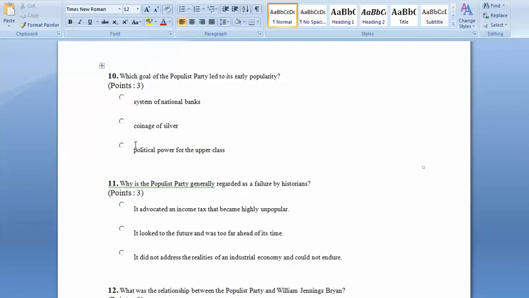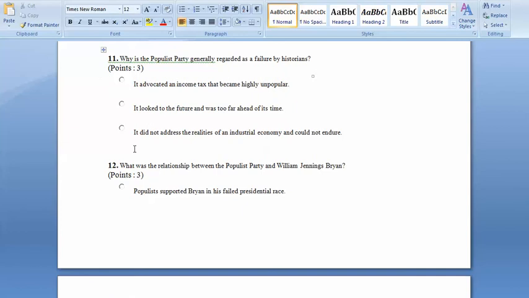10. Which goal of the Populist Party led to its early popularity? System of national banks, coinage of silver, or political power for the upper class? Number 11. Why is the Populist Party generally regarded as a failure by historians? It advocated an income tax that became highly unpopular. It looked to the future and was too far ahead of its time. It did not address the realities of an industrial economy and could not endure.